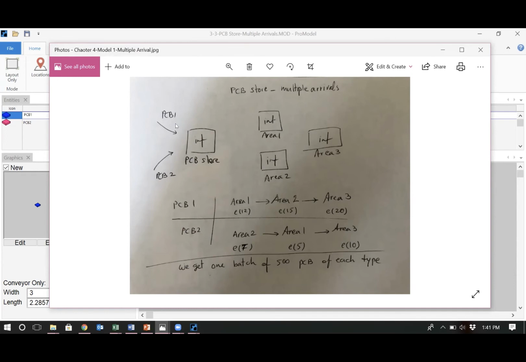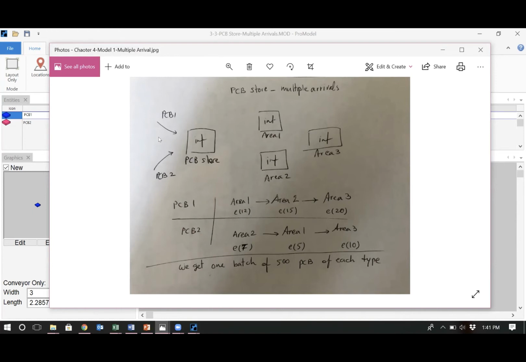Okay, that's quantity each. When one arrival happens to the system, an entity comes to the system, how many entities arrive at the same time? That's what we put in quantity each. And you said you put 500. What's the reason you put 500? It says a batch of 500 of each type. We get a batch of 500.